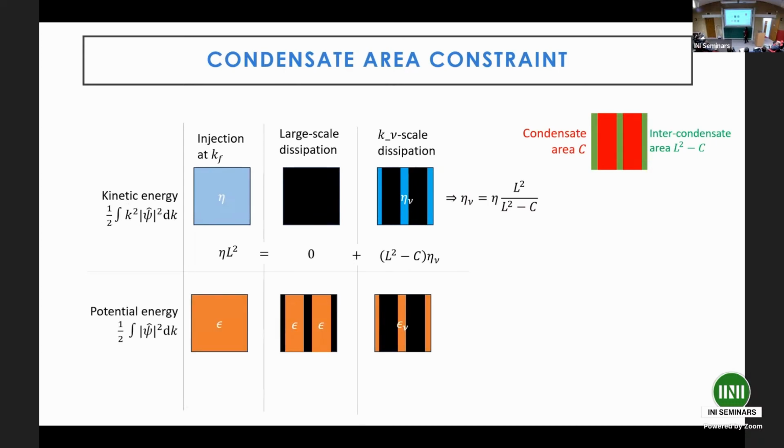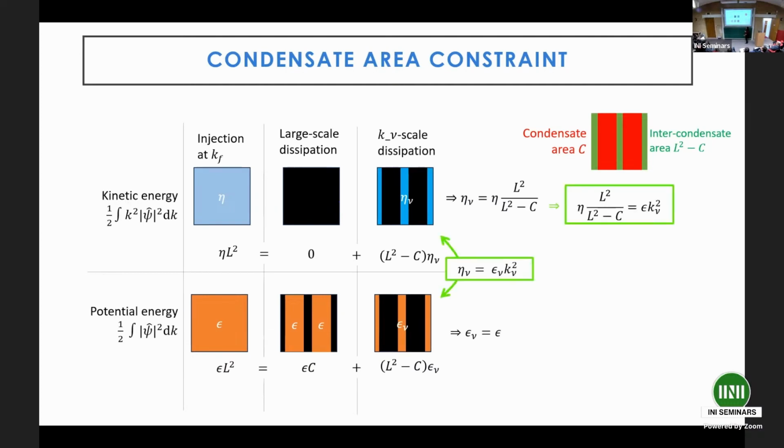Now I can do the balance of the potential energy. Again, I'm injecting it homogeneously. I told you that it gets dissipated only locally, but there is always a small fraction of potential energy that gets carried by the kinetic energy to the small scales and will be dissipated there. This is what I call epsilon nu. So the total potential energy injection should equal what I'm dissipating at the large scales plus what I'm dissipating at the small scales. This means in particular that in this entire area, I have to dissipate exactly what I've injected here, because I don't have any other source of dissipation, because there is no condensate there.